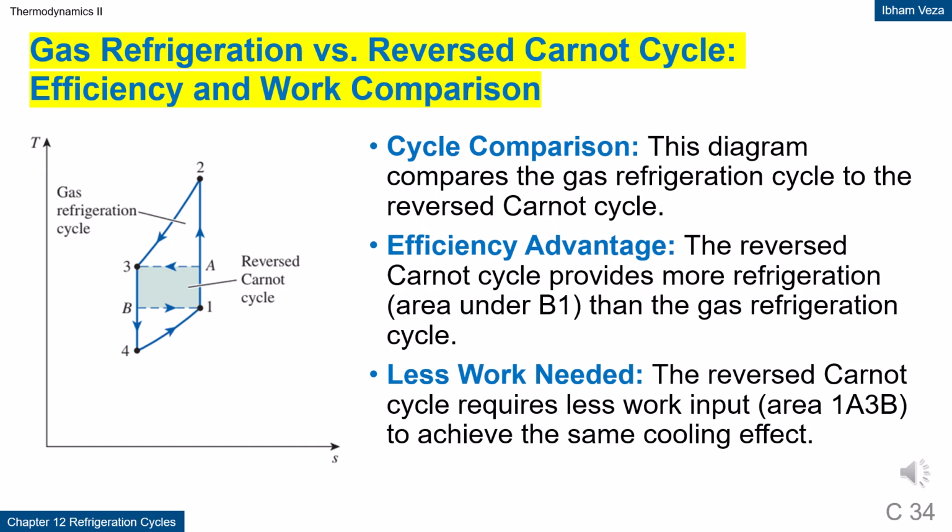Gas refrigeration versus reversed Carnot cycle. This diagram compares the performance of the gas refrigeration cycle with the reversed Carnot cycle. It shows that the Carnot cycle provides a larger refrigeration effect for the same work input. The gas cycle requires more work to achieve the same cooling. This difference is due to irreversibilities and the single-phase nature of the process. This comparison confirms that the Carnot cycle represents the theoretical upper limit.